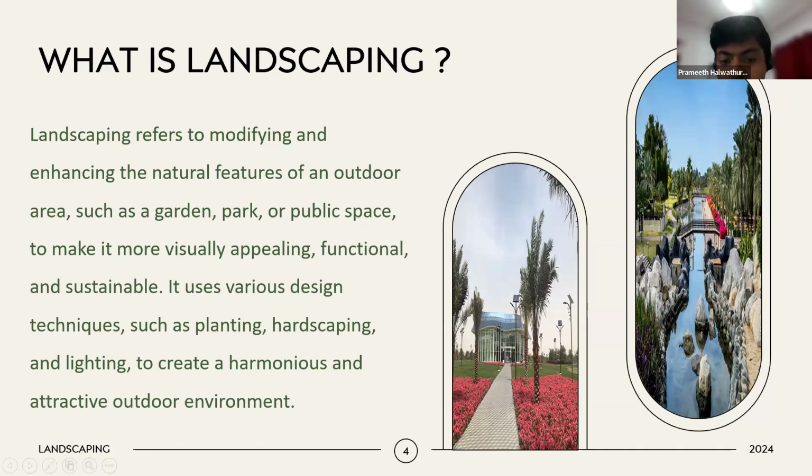Plants, shrubs, trees we are using. The grass area, lawns we are using for the plantings. Additionally, we can use some lighting and some irrigation. Everything is included in the landscaping. It's an outdoor environment. We have to design an attractive outdoor. For that, we want landscaping.